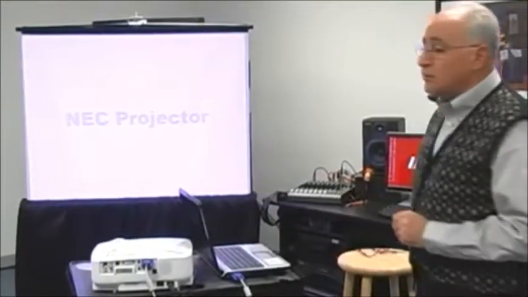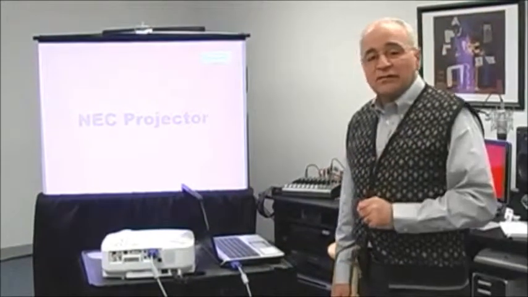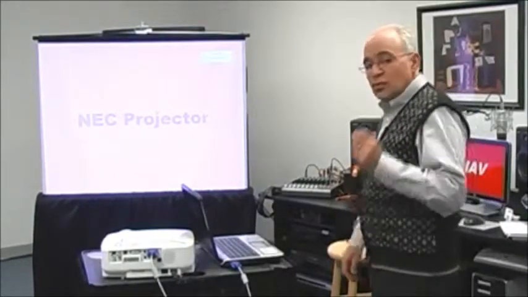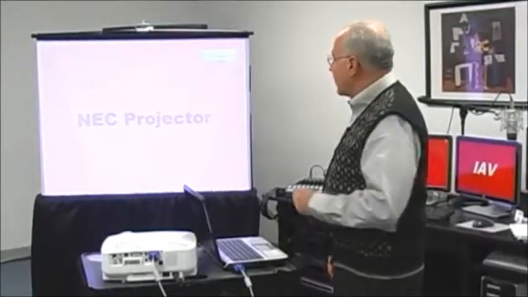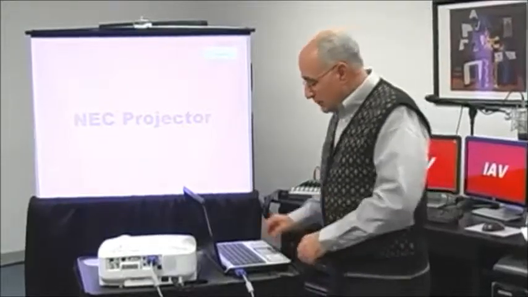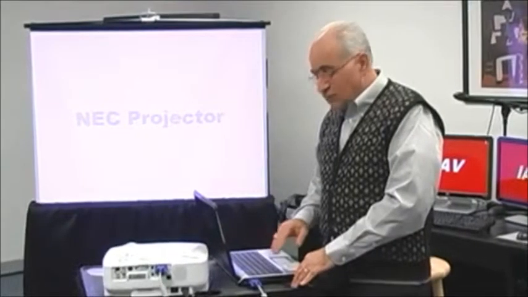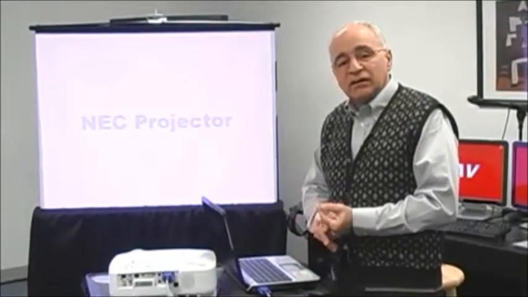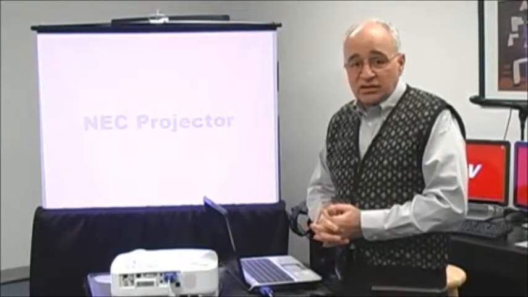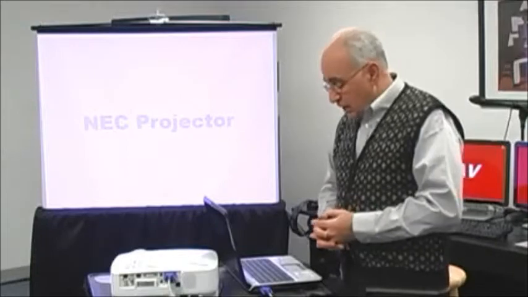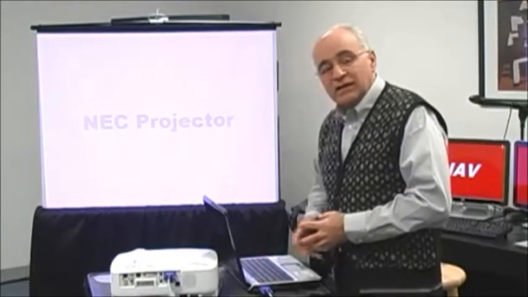Well, we got the right input, but guess what? We still don't have an image. So then we have to do troubleshooting number 2, and that's back at our laptop. If we go to the laptop, on the top section of the laptop are your F keys. And what we're looking for is an F key that's labeled either LCD, CRT, or maybe a picture of a monitor. And it's usually between F4 to F8.